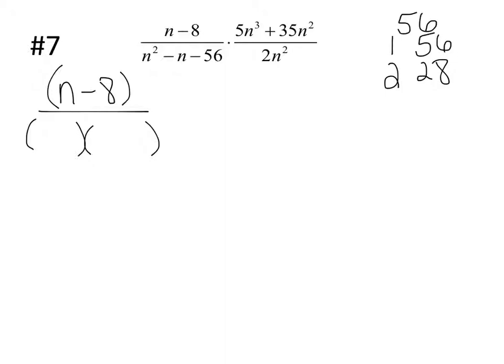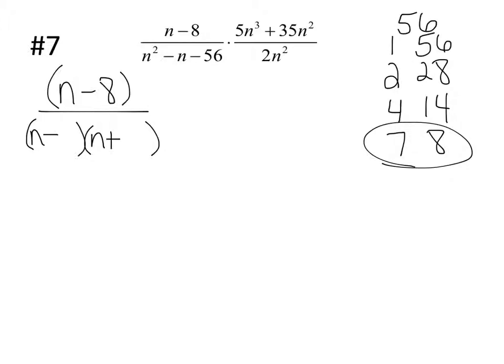Does 3 go? Nope. 4? Yep, 4 goes. 4 and 14. 5 doesn't go. 6 doesn't go. But 7 and 8 is 56. So that'll give me 1. So I'm going to have n and n. Keep your first sign. If your first sign is minus, you change your second sign. And you always write your larger number first.